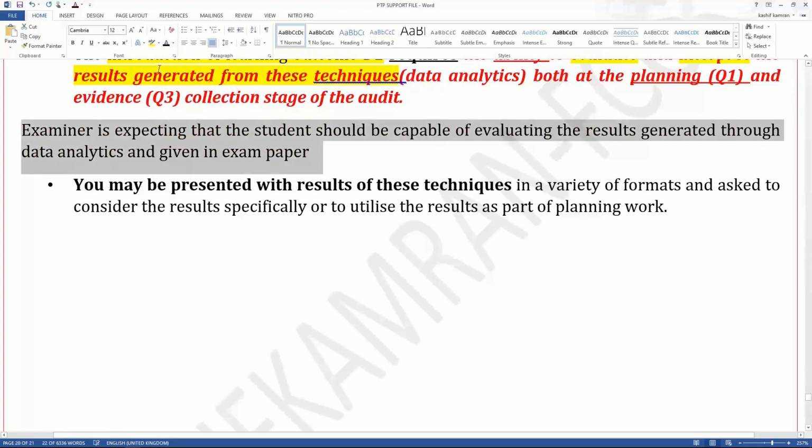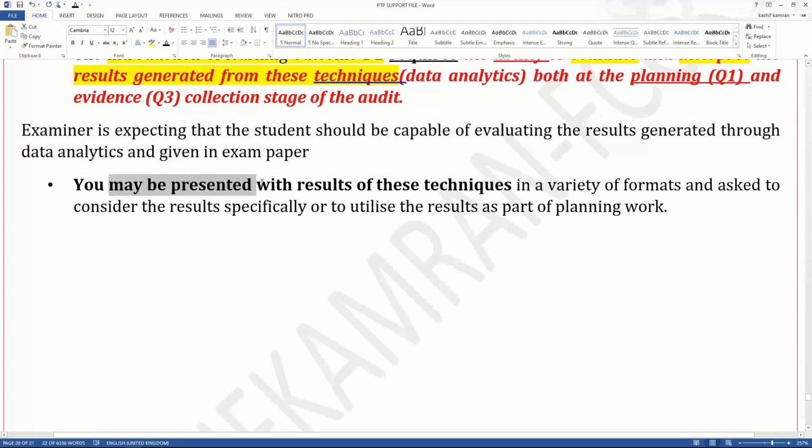How would that be? Look at the last bullet. The examiner is saying you may be presented with results of these techniques. See? The examiner is saying you may be presented. The examiner is not saying definitely. So maybe you might get it in the September exams, you might not, but you may be presented with the results of these techniques in a variety of formats.